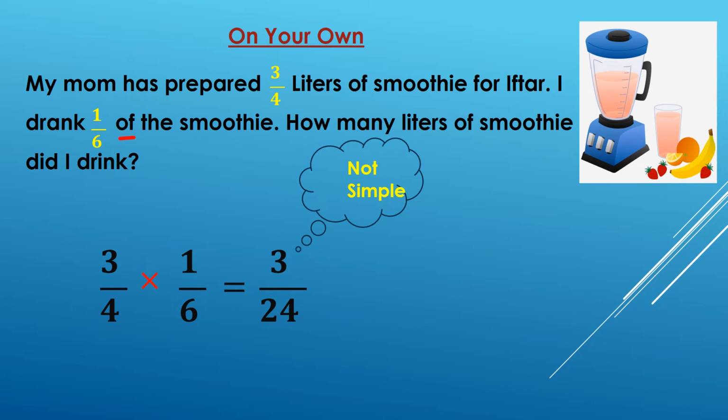So what's the factor? Did you figure out? Is it 2? Is it 3? Is it 4? Is it 6? Which one? Excellent. It's 3. And the answer is 1 over 8. This is the amount of smoothie that I will drink, 1 over 8, and please write the units, liters of the smoothie.